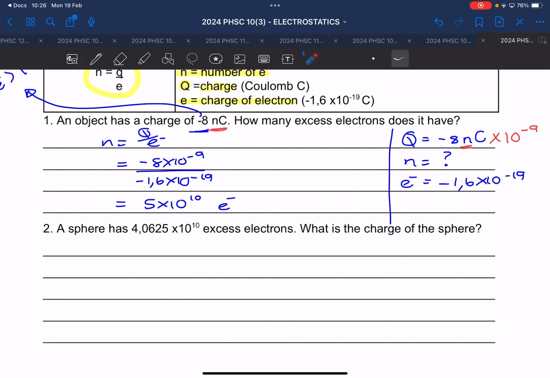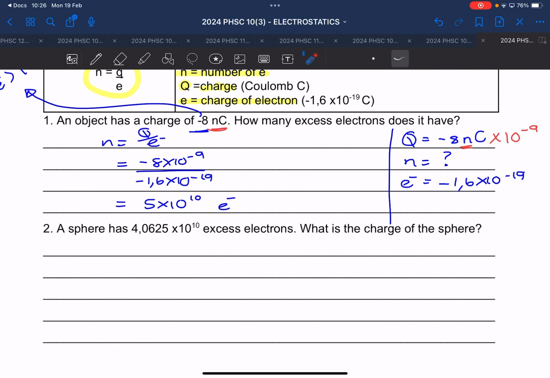It's like a circle. But a circle can be seen as two-dimensional, one-dimensional, just like this. But a sphere is a round thing, like a ball is a sphere. Okay, a sphere has so many excess electrons. What is the charge on the sphere?